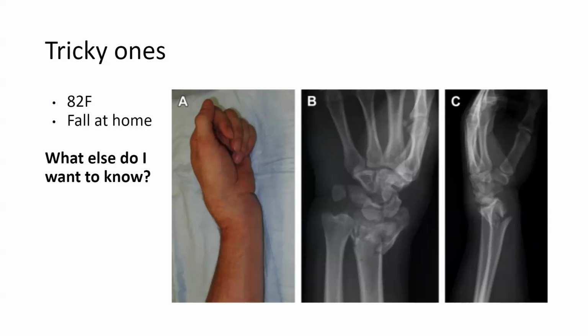I want you to imagine that your grandmother, who's 82, has fallen at home. What do you think the first thing you're going to do if you find her on the floor is going to be? Because I don't think that you guys would jump straight to the wrist. I don't think that you would just check, oh, has she got a wrist fracture?